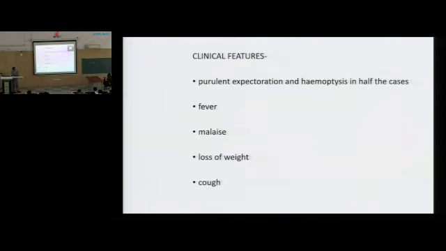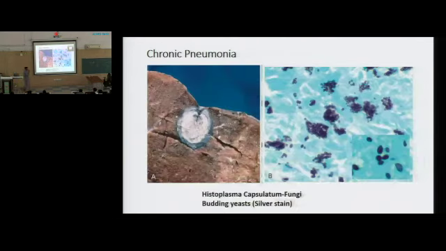In the clinical picture, these patients may have purulent expectoration or hemoptysis, or they can have fever, malaise, weight loss, and cough. Moving on, till now we have covered pneumonia and lung abscess. Clear? Am I audible? So these things are common.